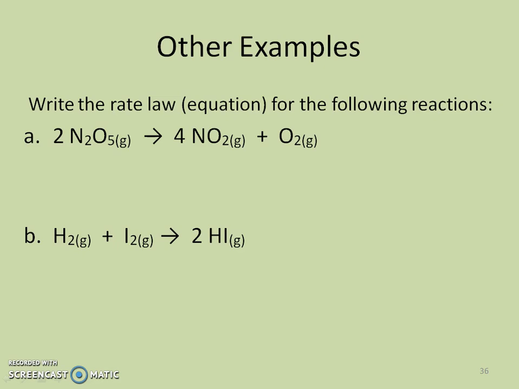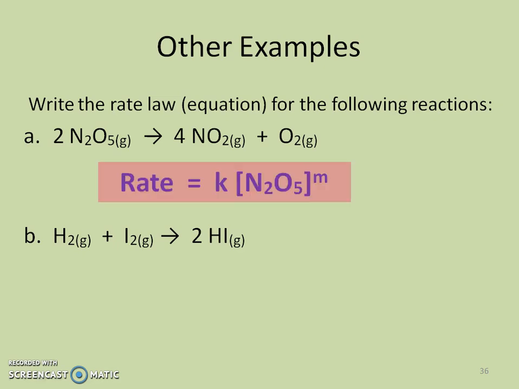Think of A. Hopefully that makes sense. Again, here's our general formula. Rate equals rate constant k times the concentration of our reactants to some order, to some exponent. We don't know what that is. It is not 2. It is not the coefficients. We have to figure that out experimentally.